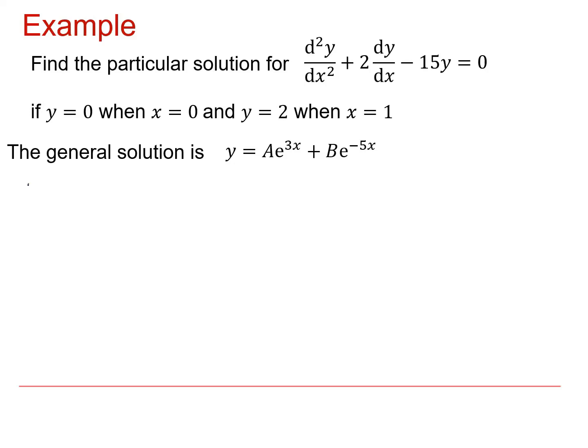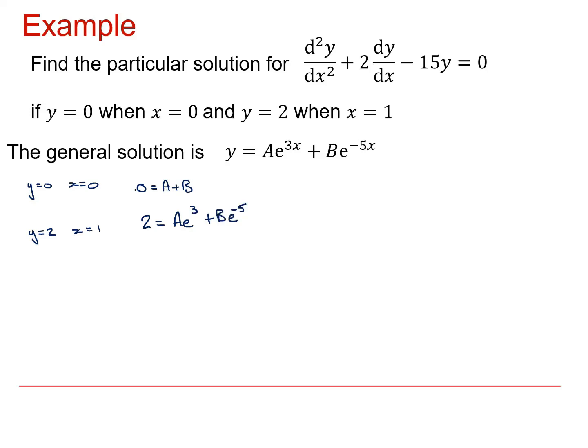So starting out with y equals 0 when x equals 0, I'm going to get that 0 is equal to a plus b. And if I plug in y equals 2 when x equals 1, I'm going to get 2 is equal to a e to the 3 plus b e to the minus 5.